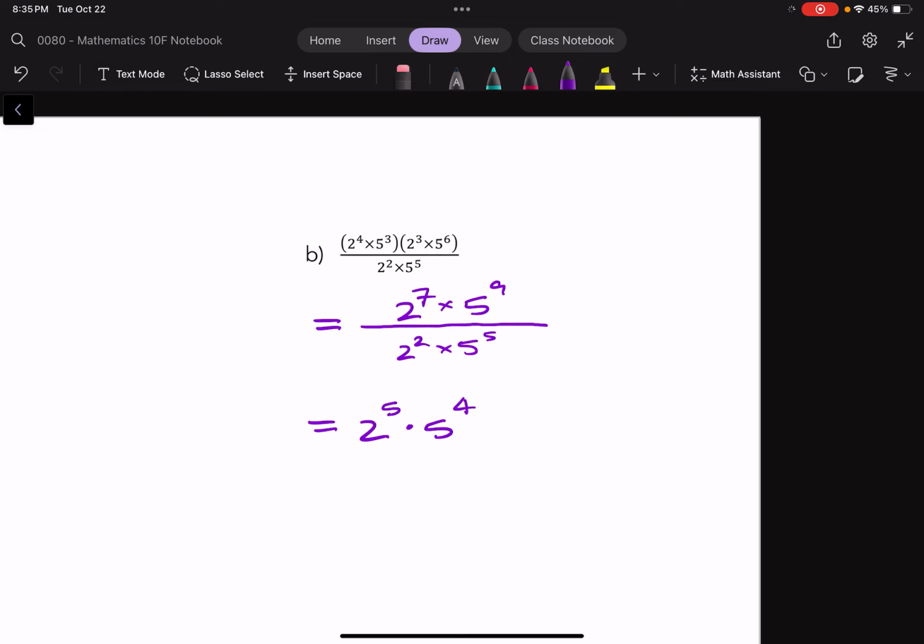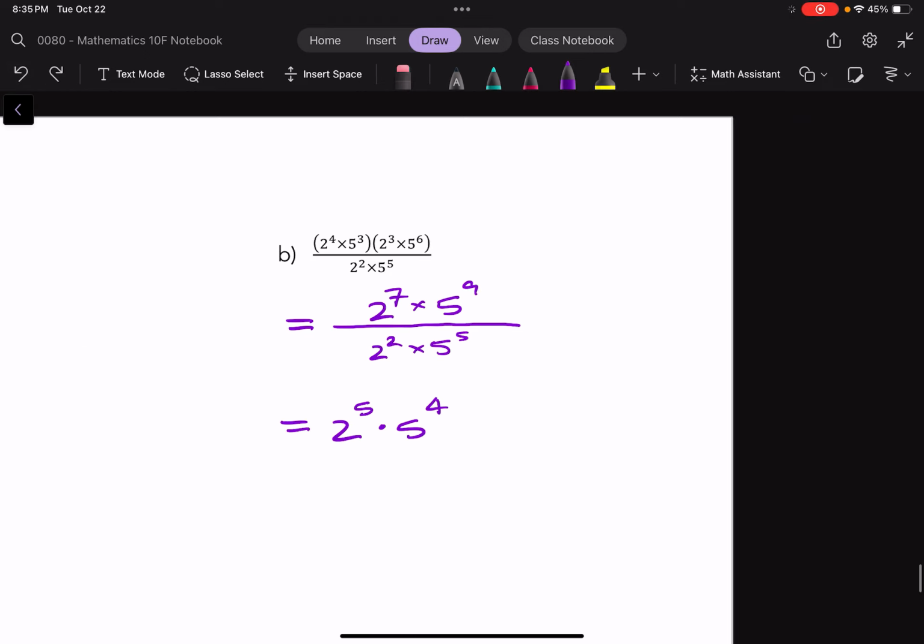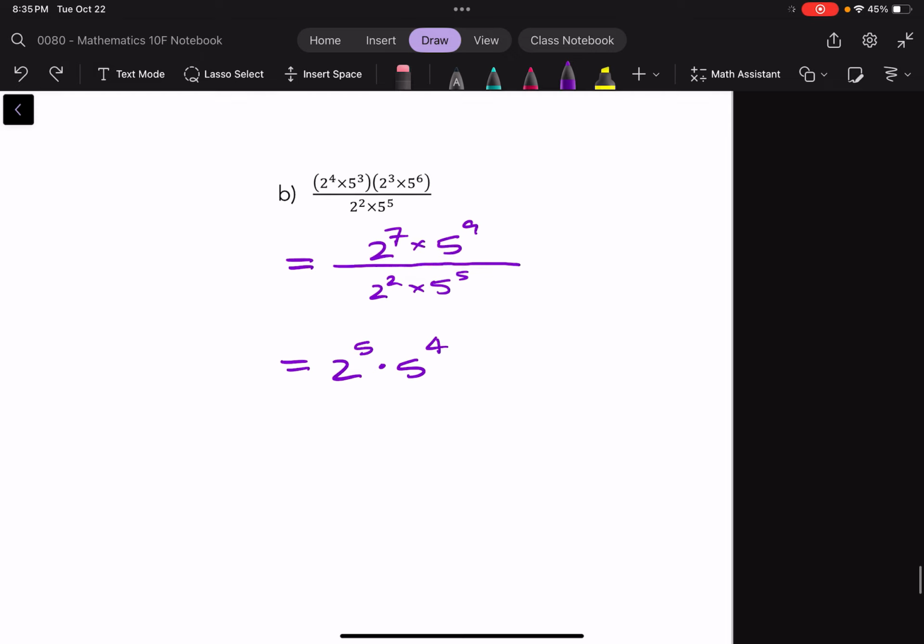So this is now in a pretty good condensed form. It looks way simpler than what we started with. We haven't finished. This is in an exponential form. And remember, the task said evaluate. So we need to finish off with just a straight up number here. Bunch of ways we can do this. If you figure out what 2 times 2 times 2 times 2 times 2 is, that would be 32.